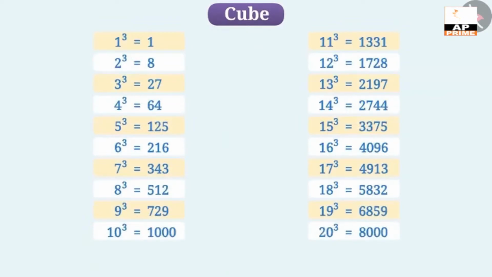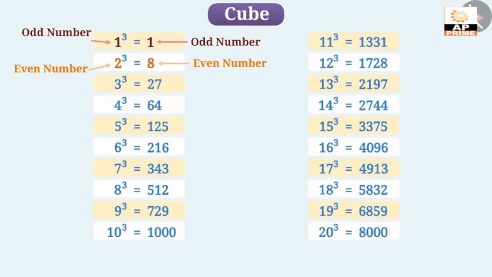Cubes of numbers from 1 to 20 are shown here. Try to learn them as they are very useful in mathematics. As you can see, the number 1 is an odd number, and if we look at its cube, that is also an odd number. Similarly, you can see that 2 is an even number and its cube is also an even number.